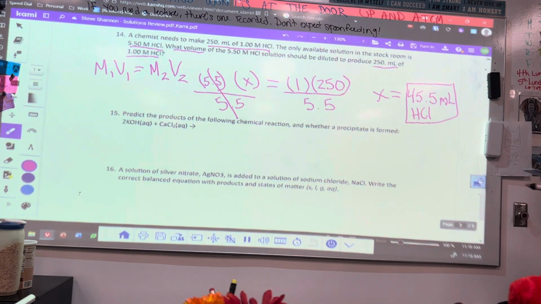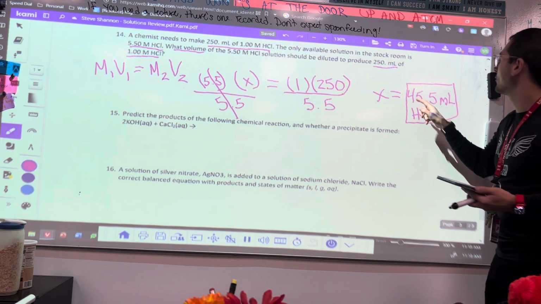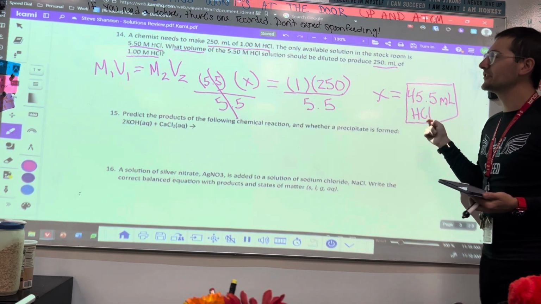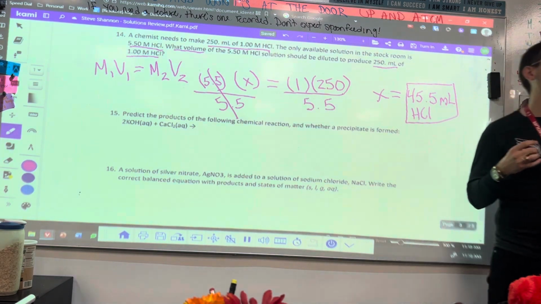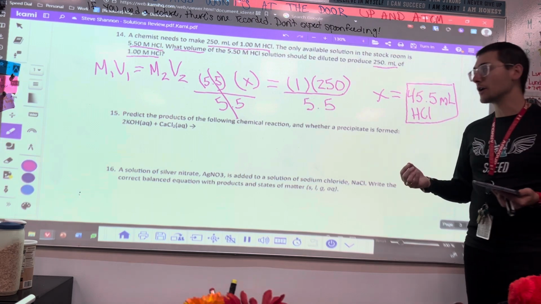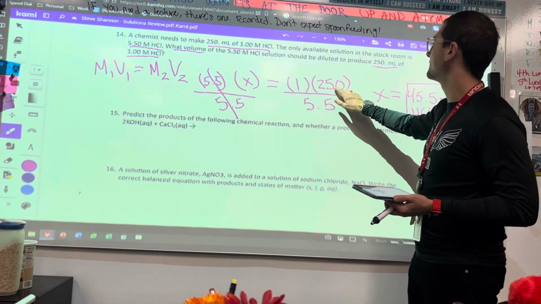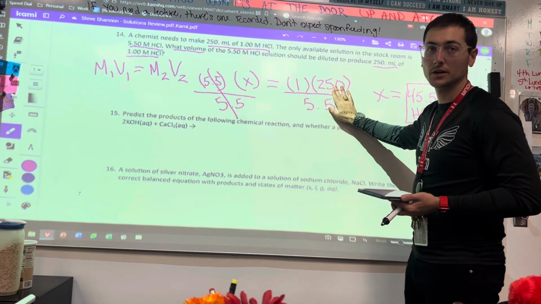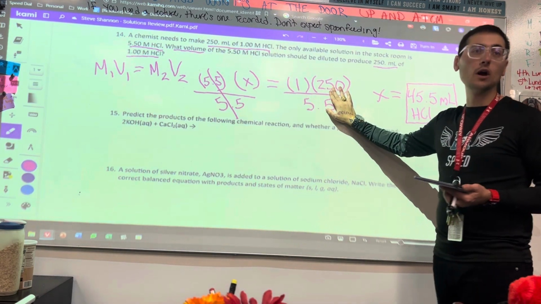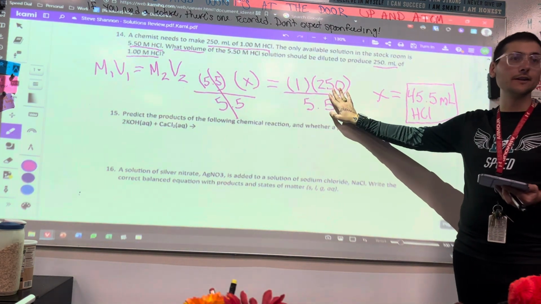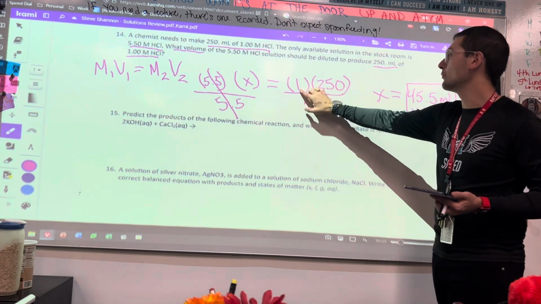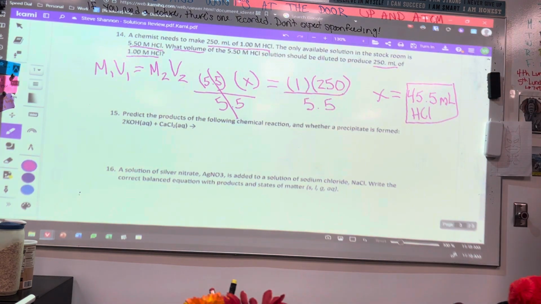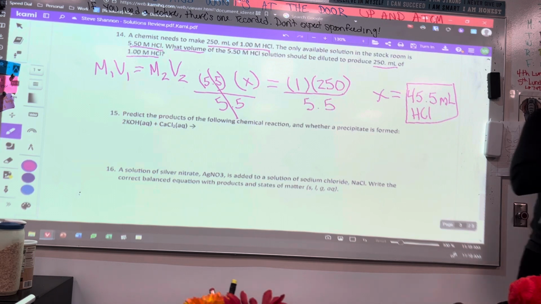So in real life, I would get the 45 milliliters of HCl and then carefully dilute it with water to make 250 milliliters of my final product. So I'll just add water until I get to 250 milliliters, and then it will be perfectly at 1 molar solution. I will have my desired strength, and I will have my desired amount.